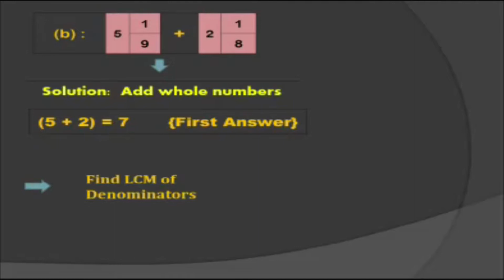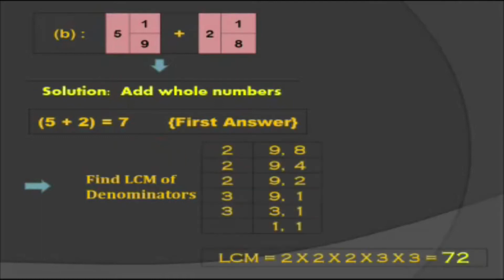Now we can see the denominators are different. So we will find out the LCM of the denominators 9 and 8. So after finding the LCM, we can see here that 9 will be as it is. 2 4s are 8, now 2 2s are 4, now 2 1s are 2, now 9 is divisible by 3, so 3 3s are 9 and 3 1s are 3. So after that 2 into 2 into 2 into 3 into 3 is equal to 72. So here the LCM is 72.